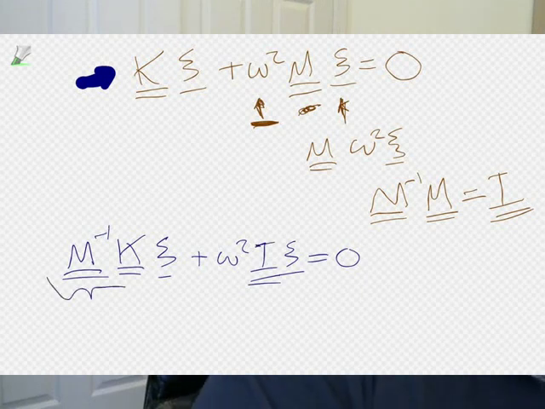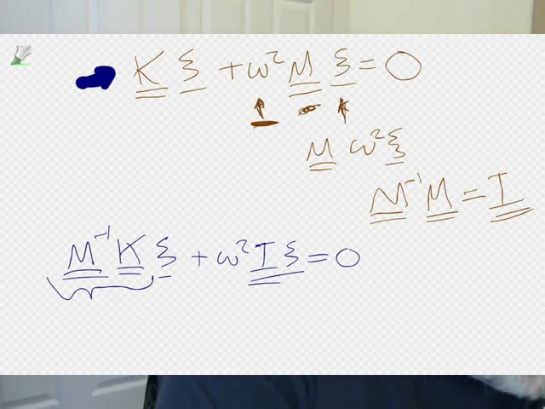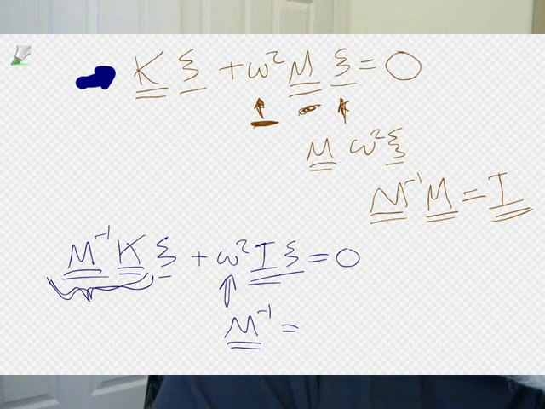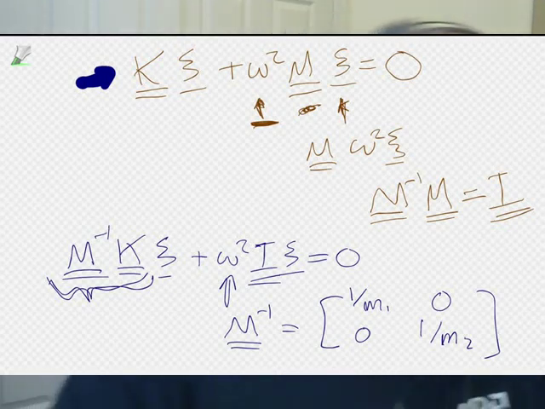So if I can find the eigenvalues of this matrix, that's going to give me my omegas that solve this thing, right? The minus omega squareds are the eigenvalues of this matrix because this is the eigenvalue equation. Now, inverting matrices, often painful, but it turns out this one's really easy to invert, right? The inverse matrix of M is just going to be 1 over M1, 0, 0, 1 over M2, right? Try multiplying that matrix by the M matrix, you'll discover you get the identity matrix. So in this case, inverting it is really pretty easy.